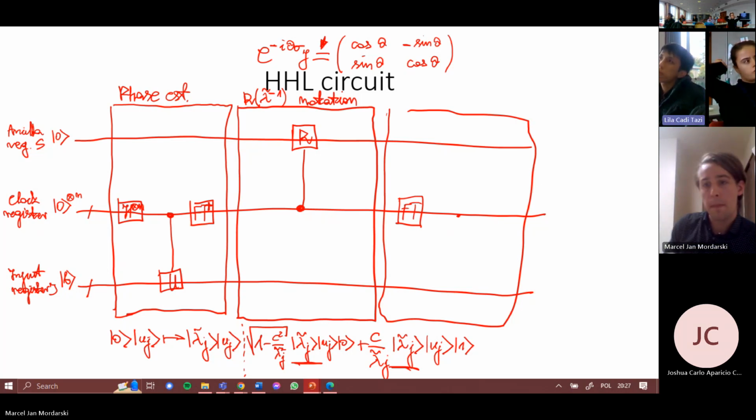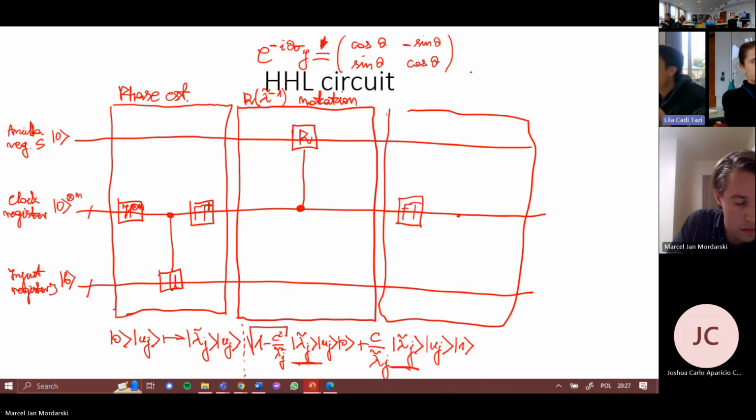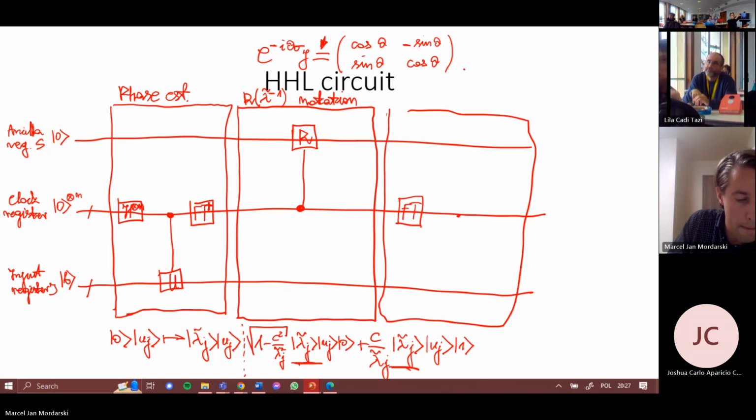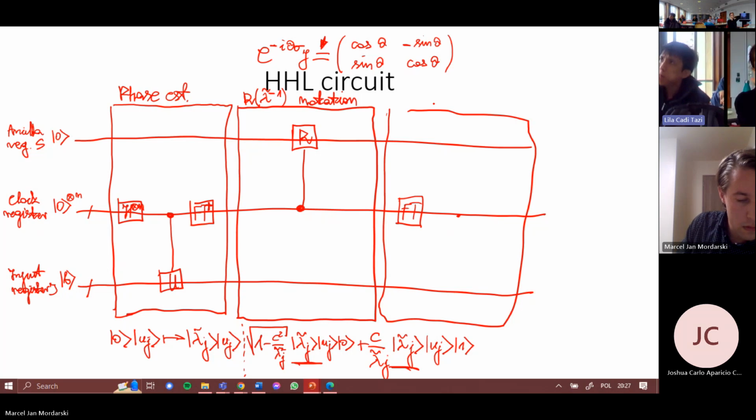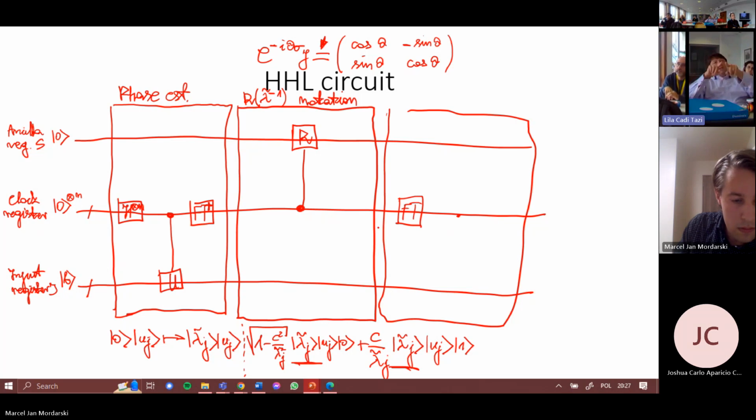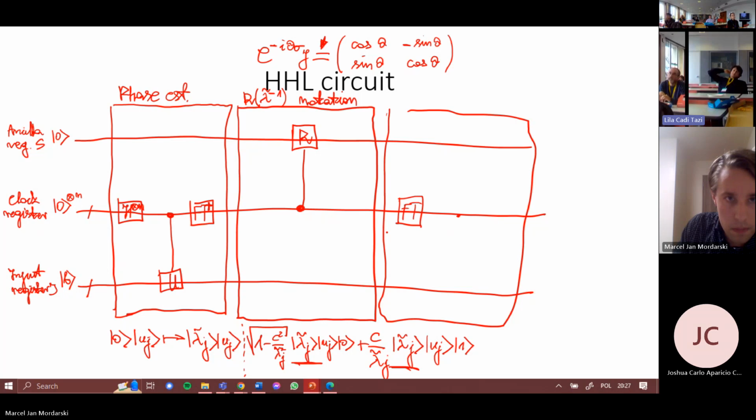How do you do that rotation without knowing what lambda j is? So you're rotating in the ancilla subspace, the 0, 1 subspace. But how does the control work? Because surely you want it controlled on what lambda j is, but you don't know what lambda j is. Or is it some horrible binary tree of rotations that's encoded by the binary form of the clock register? Yeah, I think something like that.